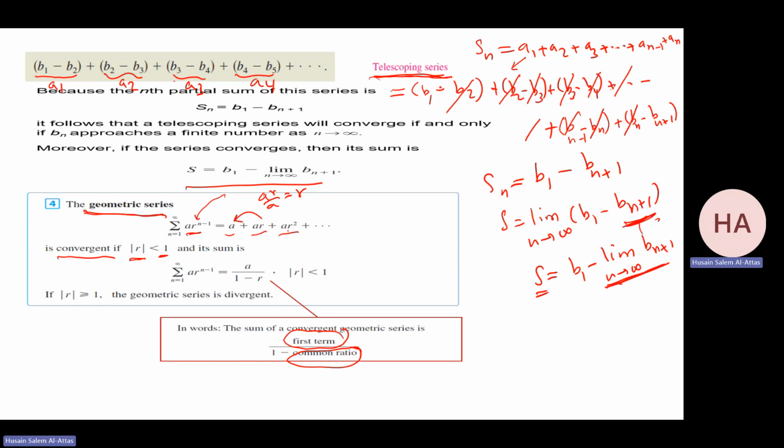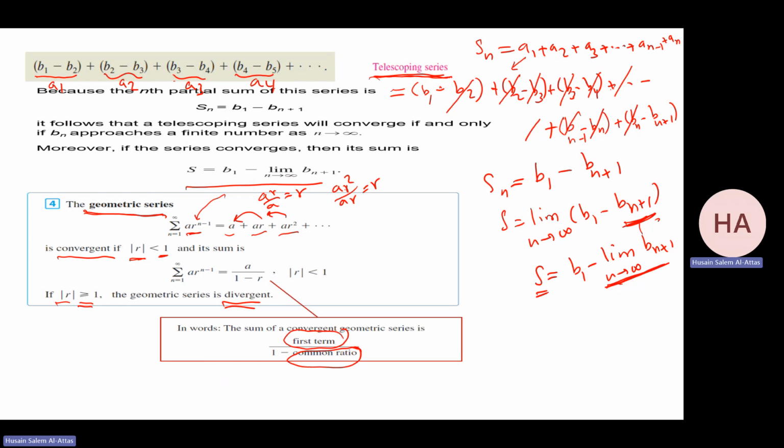This is the ratio here. The ratio between this and this, AR squared over AR, that's still R, and so on. Now, if the absolute value of R is greater than or equal to 1, then the geometric series diverges. So usually you have these two main cases where we can find the sum.